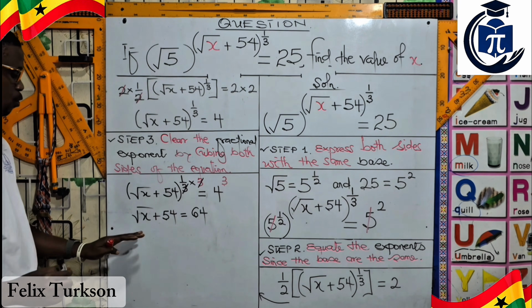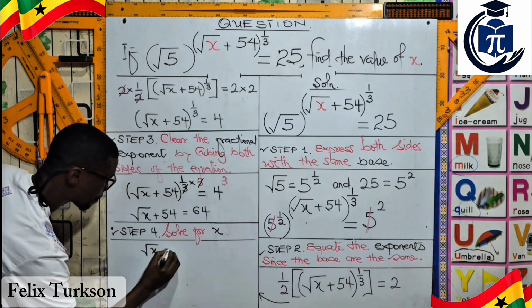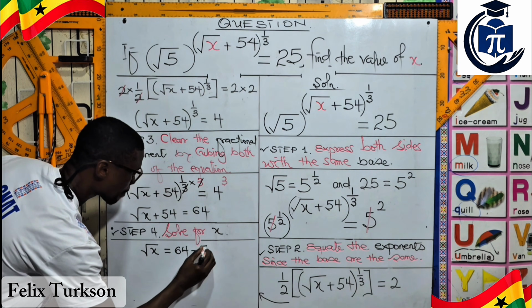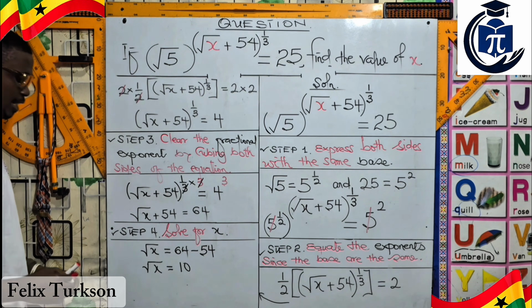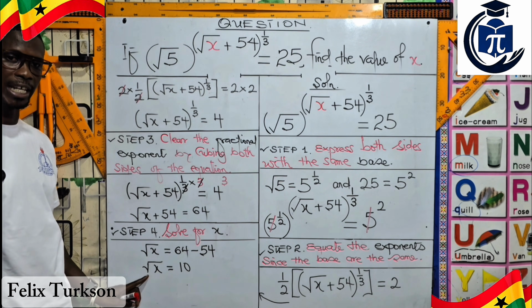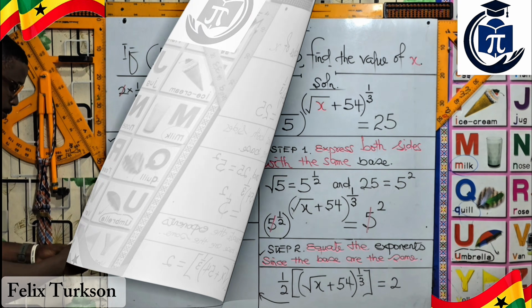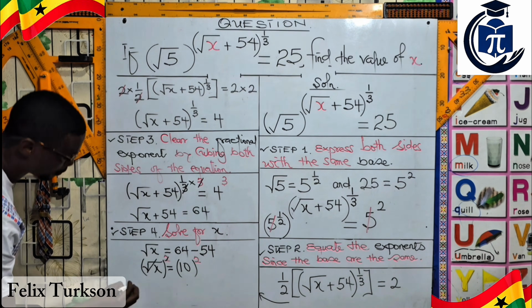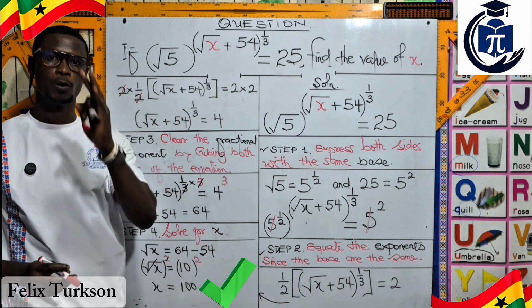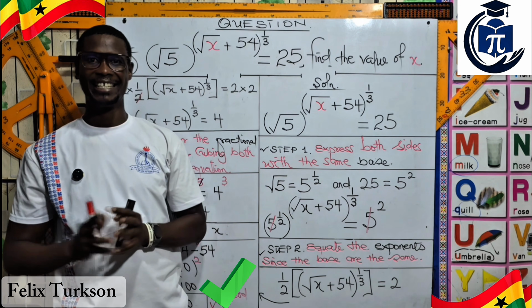Our next stage here is to solve for x. Now, we want to do away with the square root here. So if we want to do away with the square root here, we need to square both sides, right? Let's do that. Value of x is equal to 100. Simple, like, bye bye.